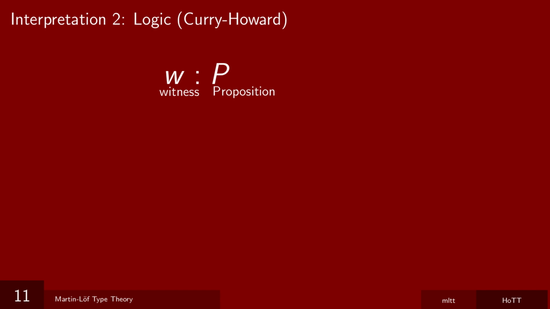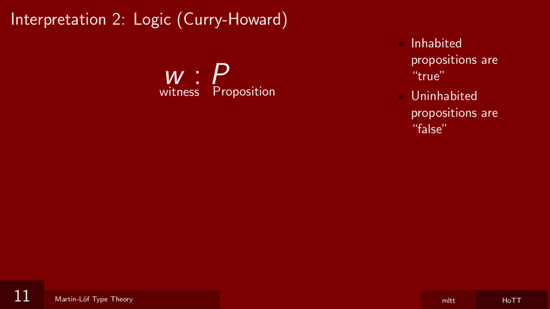A type in MLTT is called inhabited if there exists a term of that type. We'll understand inhabited types as true propositions since there exists a witness to their truth. An uninhabited type, a type T such that there is no term of that type, will then stand for a false proposition because there's no witness to its truth.